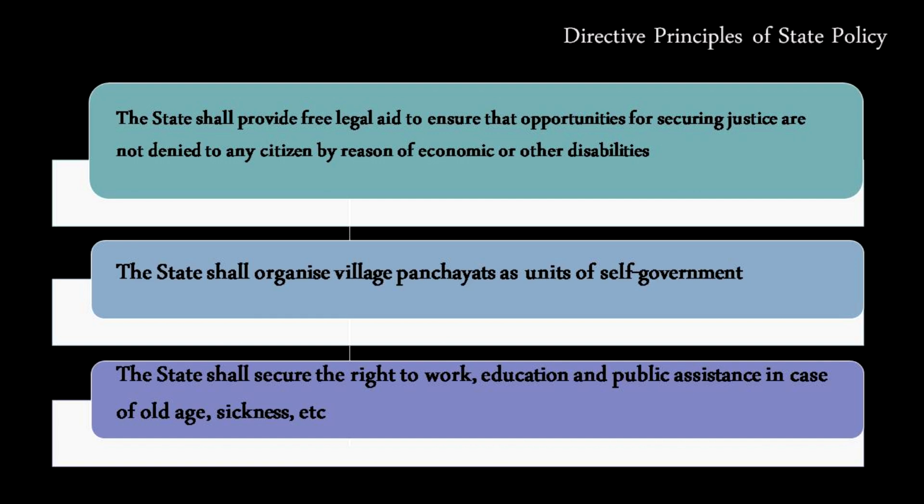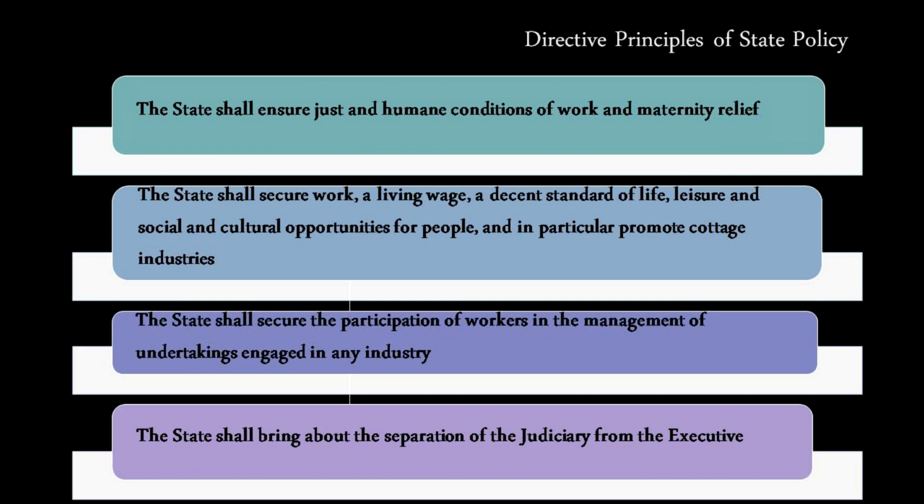More so, other directive principles of the state policy. There are principles like the state shall secure the right to work, education, and public assistance in case of old age and sickness. The state shall ensure just and humane conditions of work and maternity relief. The state shall secure work, living wages, decent standard of life, leisure, social and cultural opportunities for people, and in particular promote cottage industries. The state shall secure the participation of workers in management of undertakings engaged by any industry.